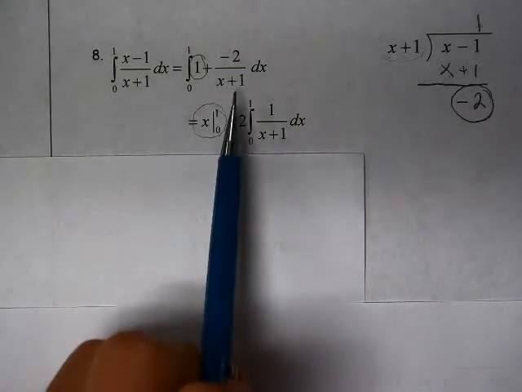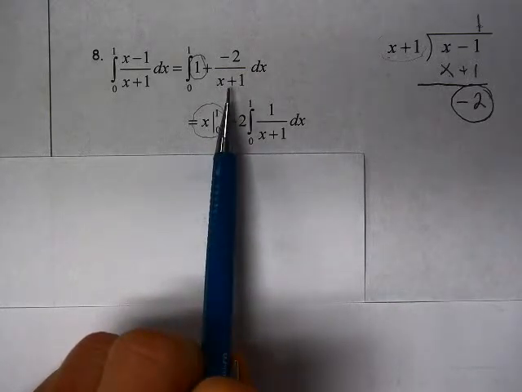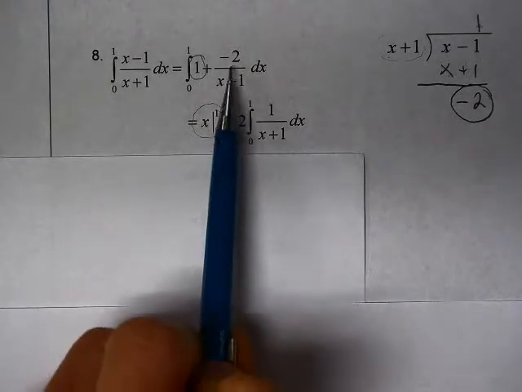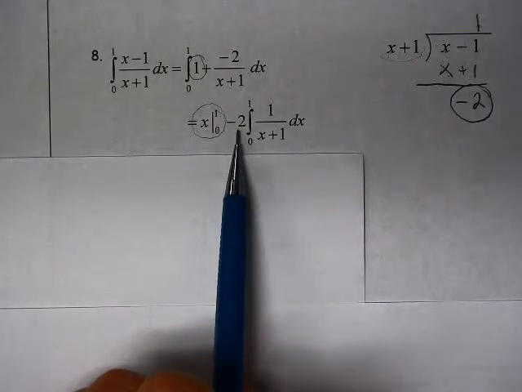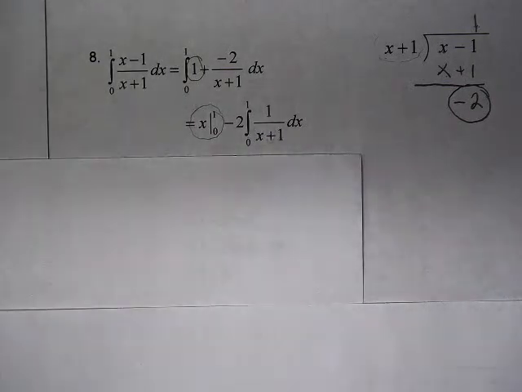What I really can focus on now is the second part, where I have the negative 2 over x plus 1. All right, and you can see here what I did was I took the negative 2 and made it the coefficient of this integral, and now I just have a real simple 1 over x plus 1 integrand that I can focus my efforts on.